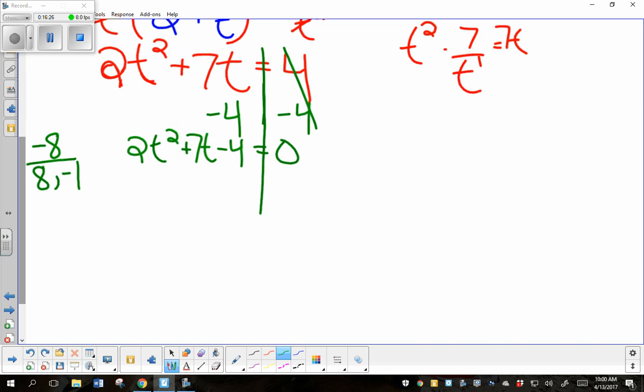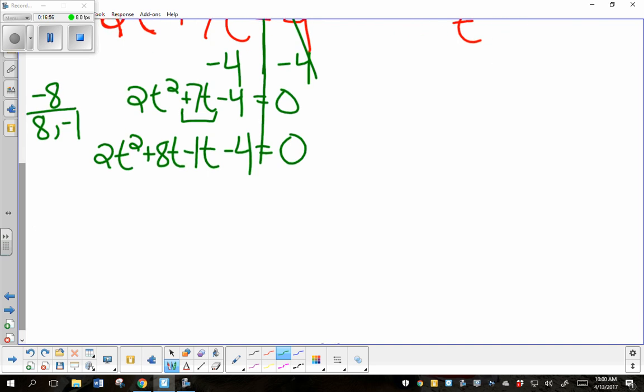Yeah, we plug them in right here for the 7t. So we rewrite this 2t squared plus 8t minus 1t. This is good to review for our final. So we replace the 7t with plus 8t minus 1t, and then we've got the minus 4 equals 0. So you find your numbers that multiply to AC and add to B. You replace the middle number, and then what kind of factoring do we do? Grouping. Good. I'm glad you guys remember this. I love factoring by grouping.